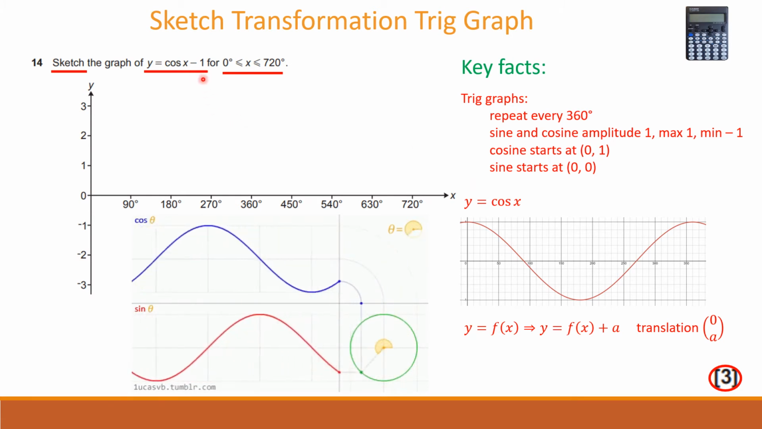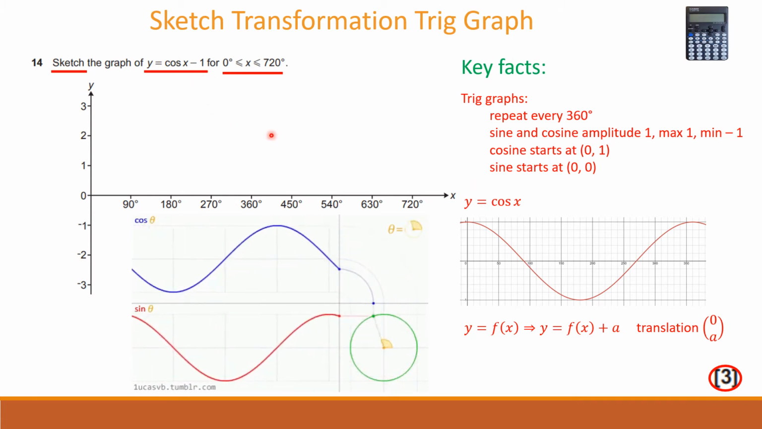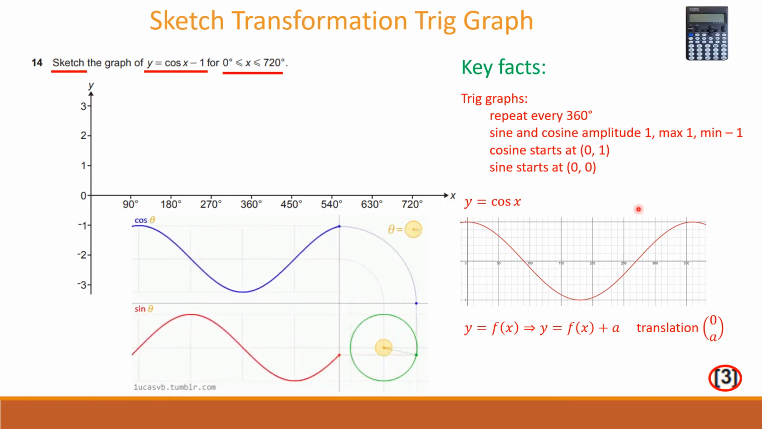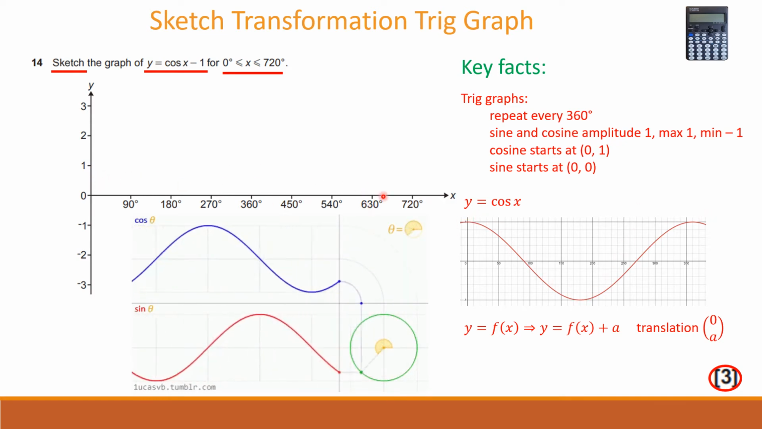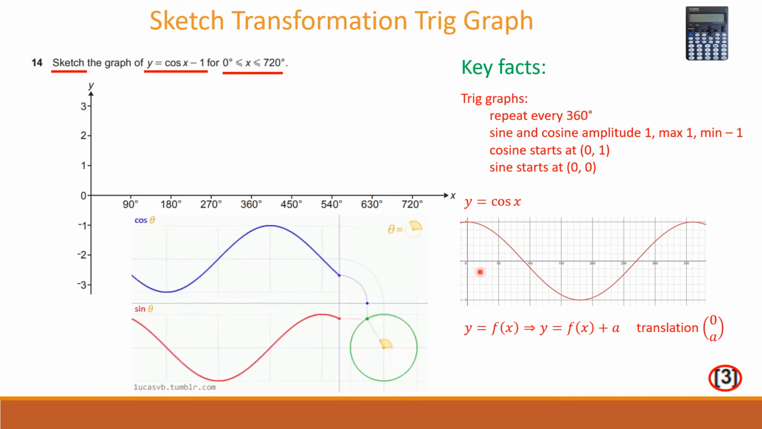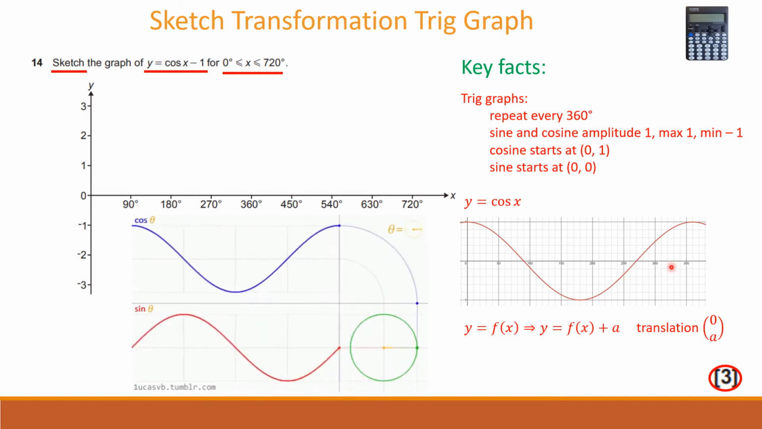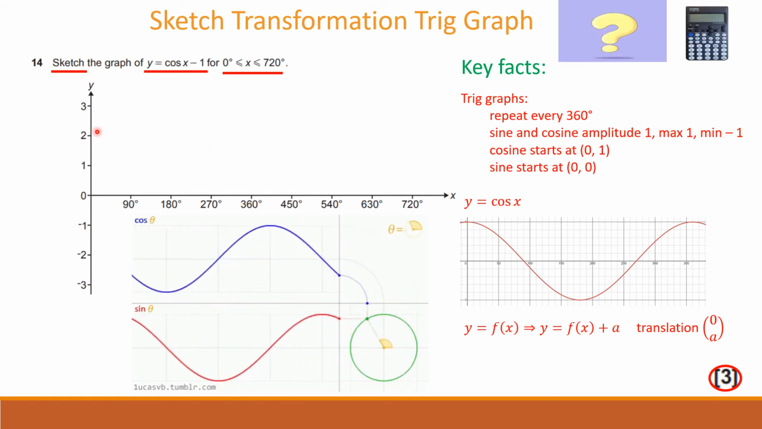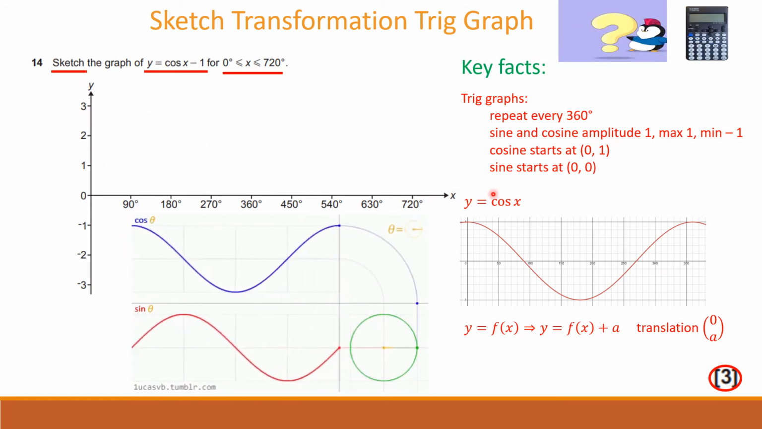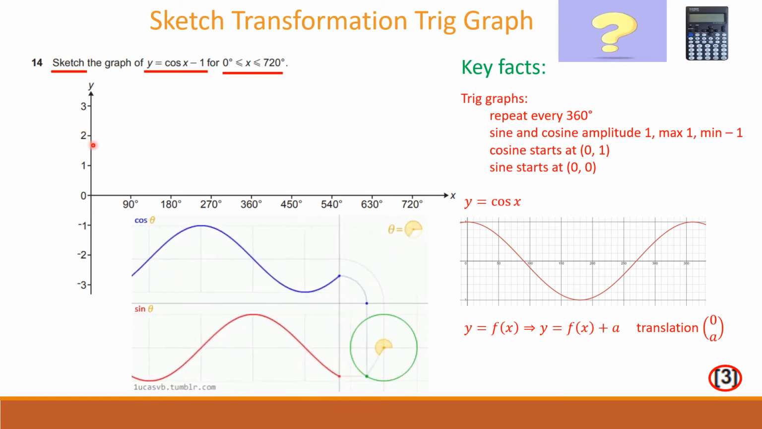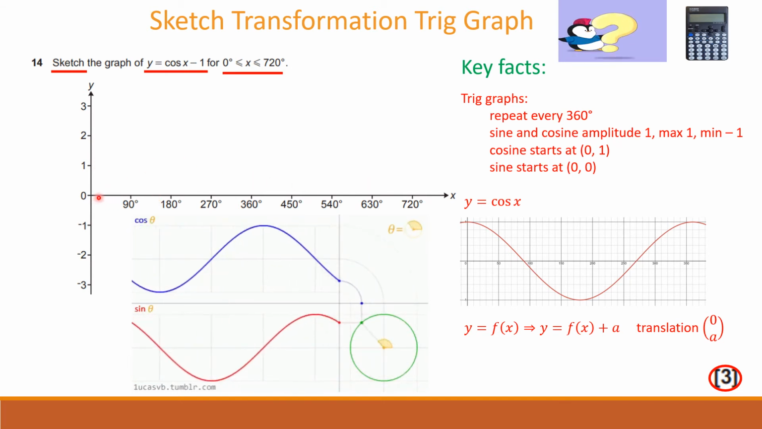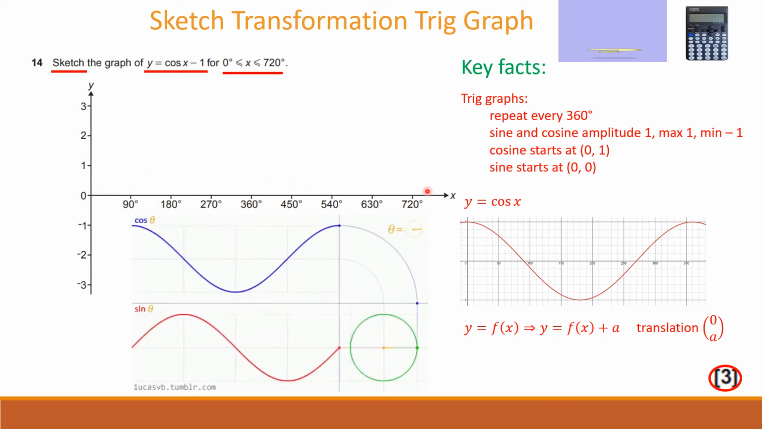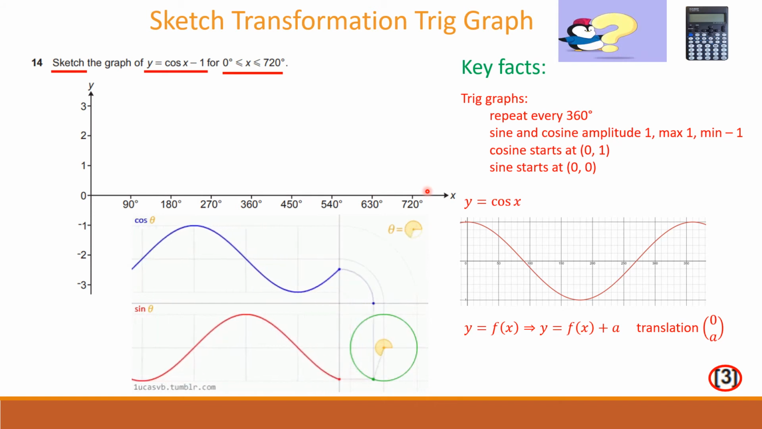So what does this negative 1 here on the end do to this graph of y equals cos x? Remember, you've got to go between 0 and 720, whereas this graph here is between 0 and 360. Press pause, have a go at drawing out the axes, using a pencil and ruler, and then using your pencil to draw the graph between 0 and 720. Press play when you're ready to hear the answer.